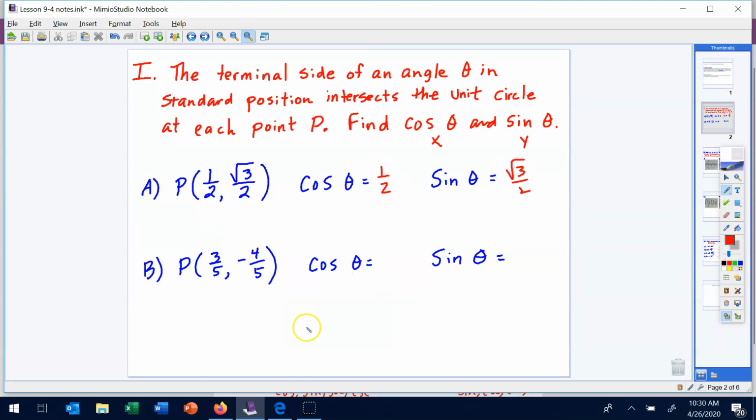So that would be my answer for letter A. For letter B, same thing. Cosine is the x-coordinate, sine is the y-coordinate. And that's all you have to do for problems like this.